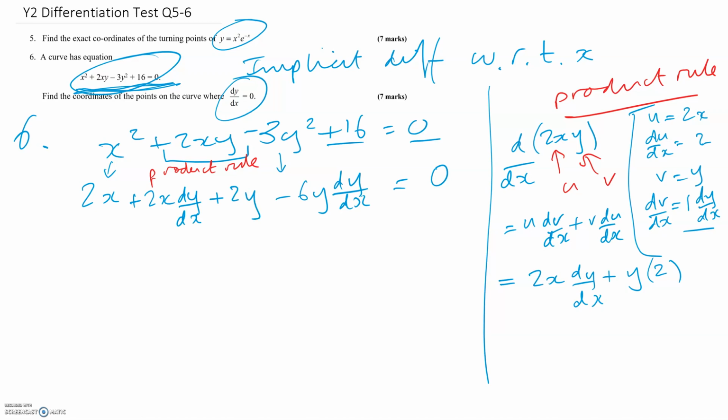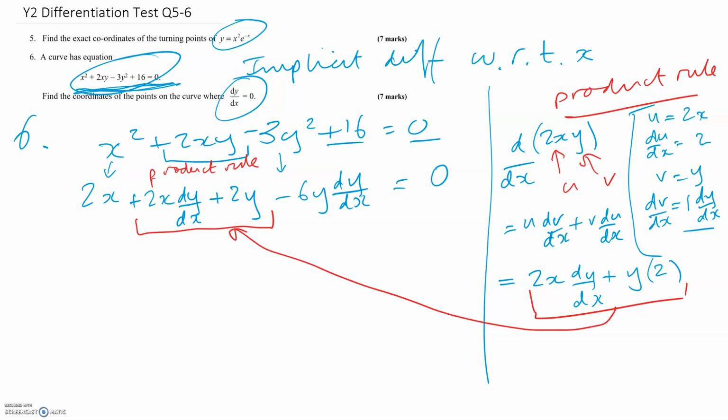Okay, so we've now differentiated everything with respect to x. Let me just make a note that this all went over to here. So we've now differentiated everything. What we want to do now is to get dy by dx on its own, and then we can find out what the coordinates would be where dy by dx equals 0. So let's just get dy by dx on its own then.